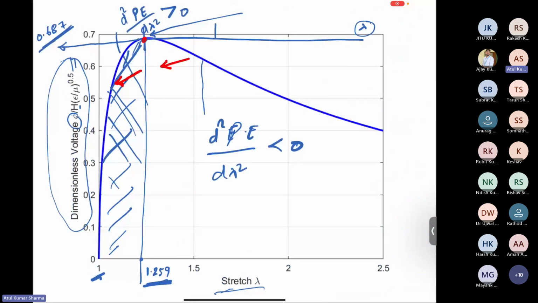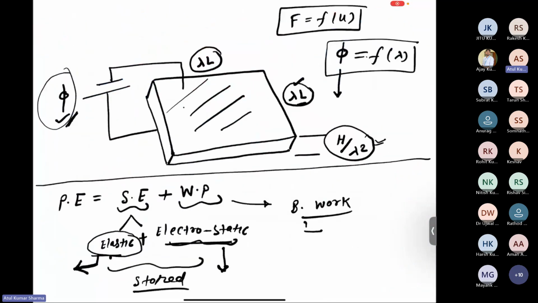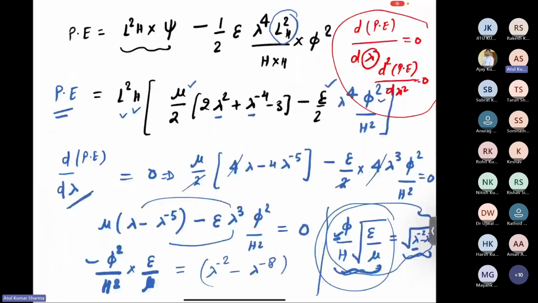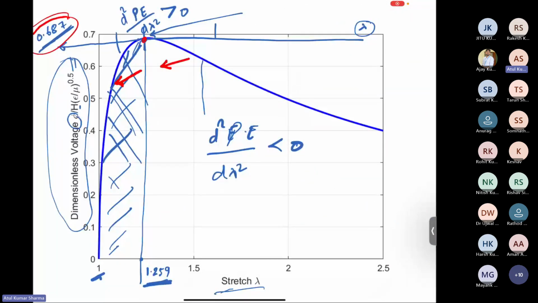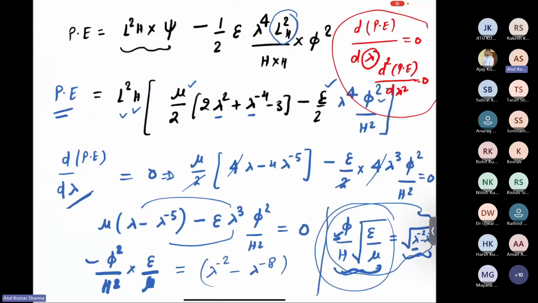These are the values I have calculated. I said that its value is 0.687, which corresponds to the phi value, and this is the lambda value. These two values you can directly find out by just solving these two equations. Okay, you can say that these are the failure points for dielectric elastomers.